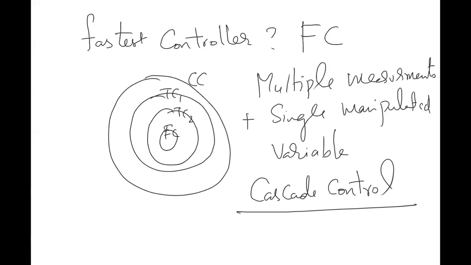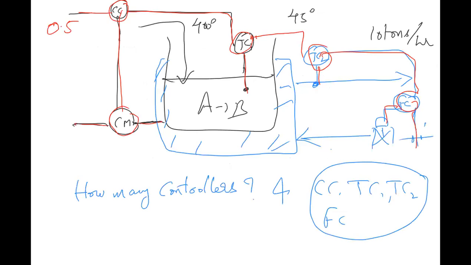FC is the flow controller, the cooling water flow control. So what is the control strategy? Multiple measurements. How many measurements do you have here? You are measuring the concentration, the temperature, the temperature, and the flow. So basically you have four measurements. But finally, the concentration is controlled by just the cooling water. If you understand the system, the concentration of the reactor is controlled by just this cooling water.